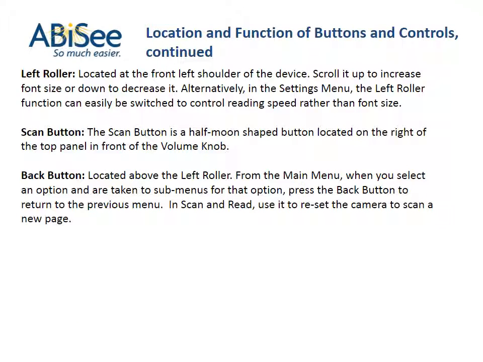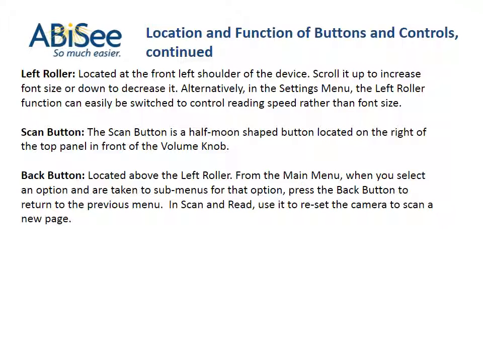Location and function of buttons and controls, continued. Left roller, located at the front left shoulder of the device. Scroll it up to increase font size or down to decrease it. Alternatively, in the settings menu, the left roller function can easily be switched to control reading speed rather than font size.